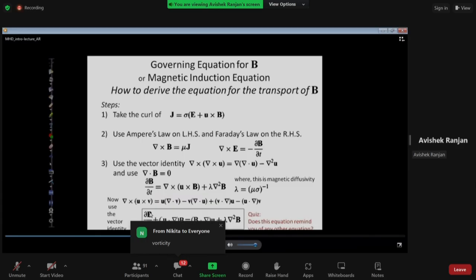It was vorticity in the other equation, the vorticity equation, and the lambda is now magnetic diffusivity. Whereas in the vorticity equation, because we obtained it from the momentum equation by taking a curl, we have a nu there, the kinematic viscosity.